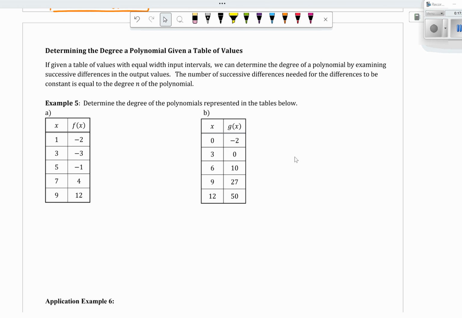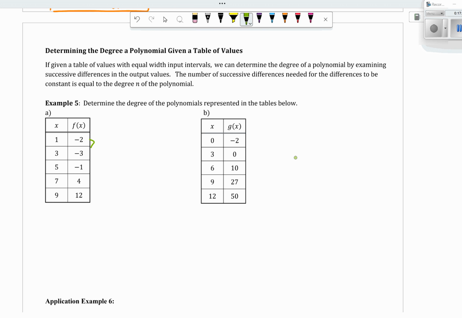The number of successive differences needed for the differences to be constant is equal to the degree n of the polynomial. So remember that the key here is that the table values have to have equal input intervals. So like if one was going by 1 and then it skipped all the way to like 13, you'd have to be careful about subtracting those values, because here, notice we're going from 1 to 3, so that's a difference of 2, and then 3 plus 2 gives us 5, 7, 9. So since those are equal, we can go ahead and subtract to find the differences.